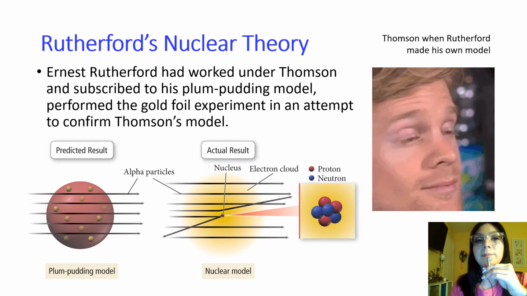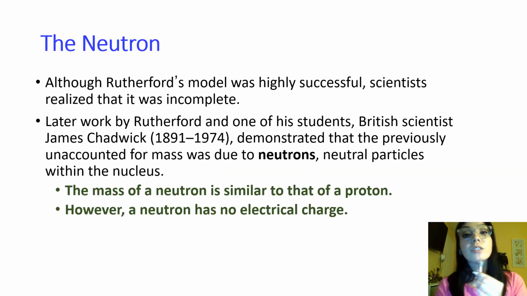So I'm sure that Thomson was pretty confused whenever Rutherford made his own model, but this ended up being Rutherford's nuclear theory. So even though Rutherford's model made a lot of progress in terms of what scientists knew at the time about atoms, scientists knew that it was incomplete.